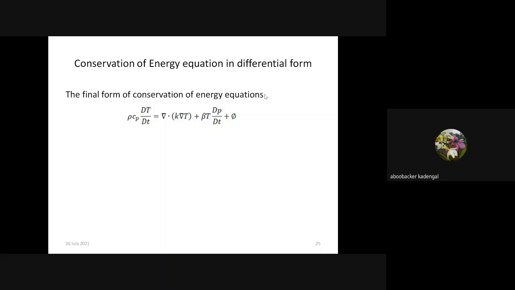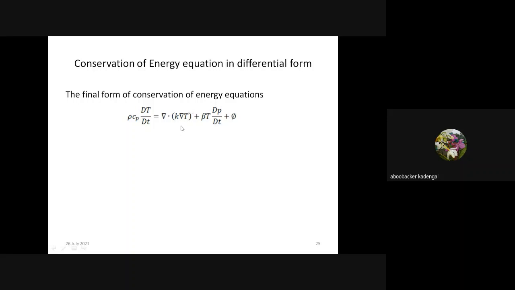Okay, so we have now discussed conservation of mass, momentum, and the third basic conservation is conservation of energy. The conservation of mass is the continuity equation. Conservation of momentum is the Navier-Stokes equation or Euler equation, etc. And conservation of energy is our thermodynamics first law. The final one is the conservation of energy equation. It is written like this, in terms of temperature. You can write it in terms of enthalpy, or temperature, or in terms of heat, etc. So it is written in terms of temperature like this.